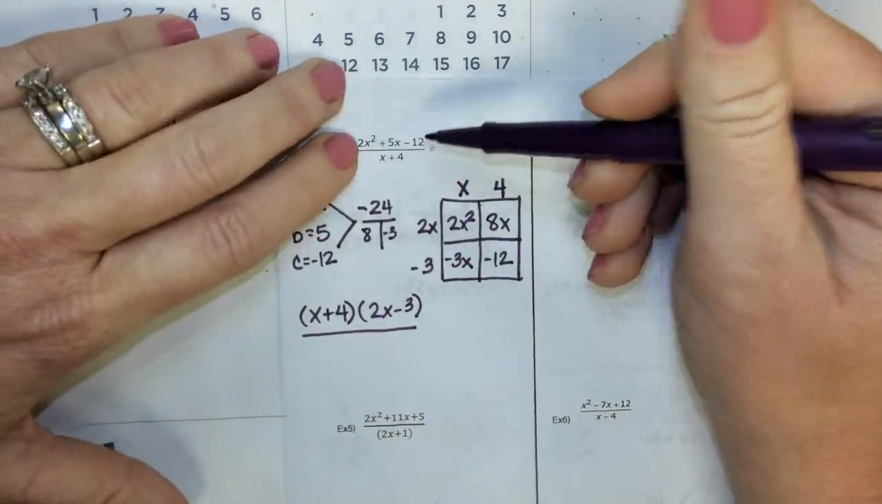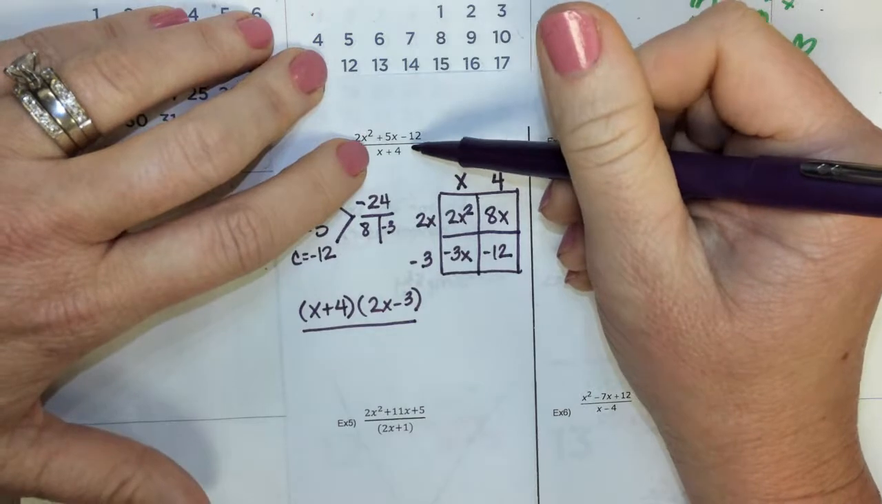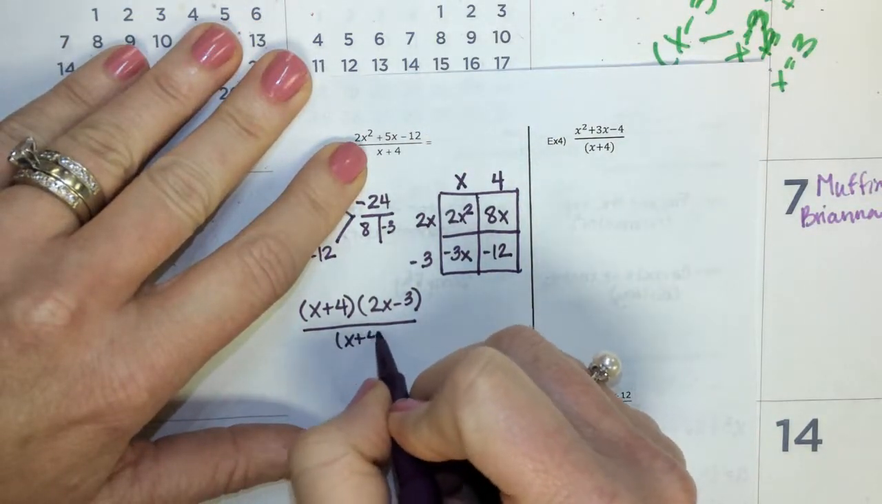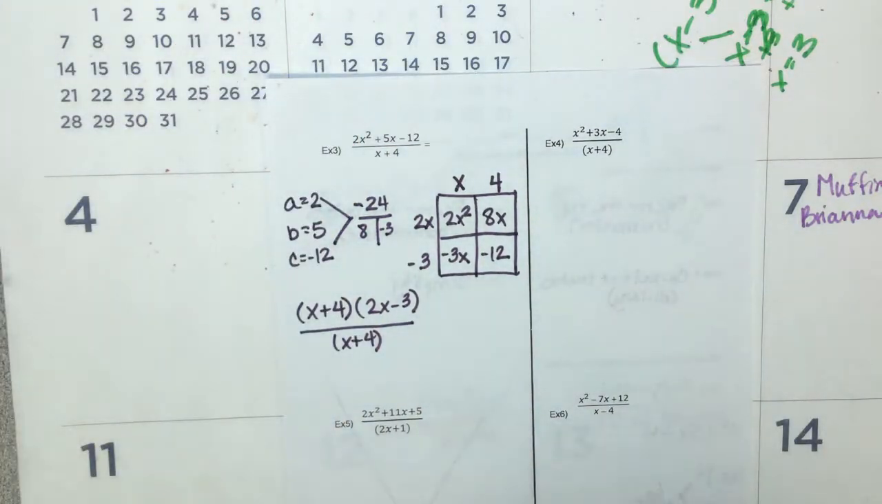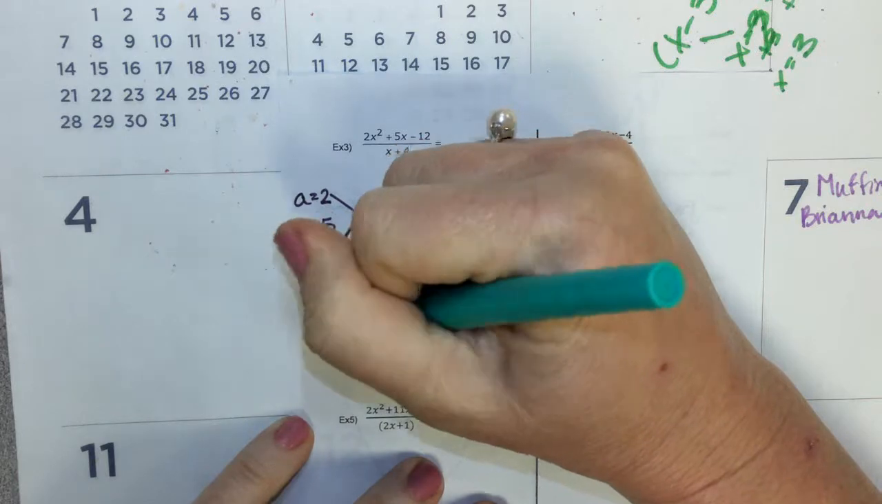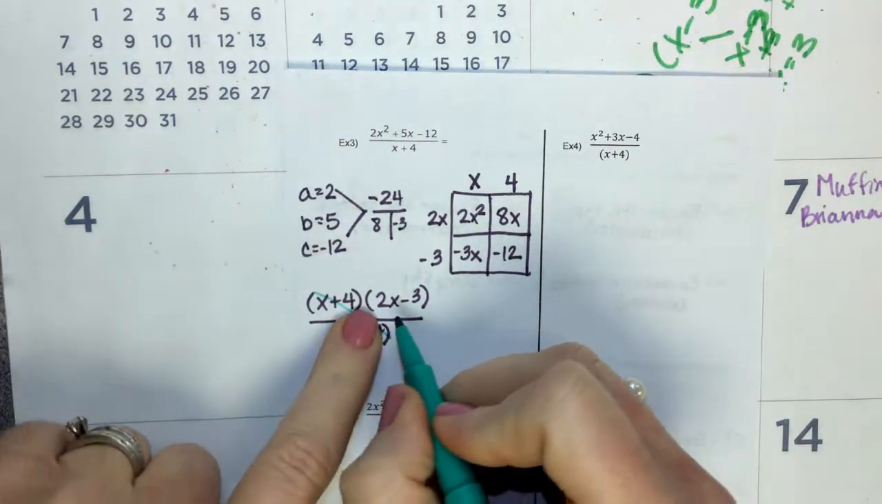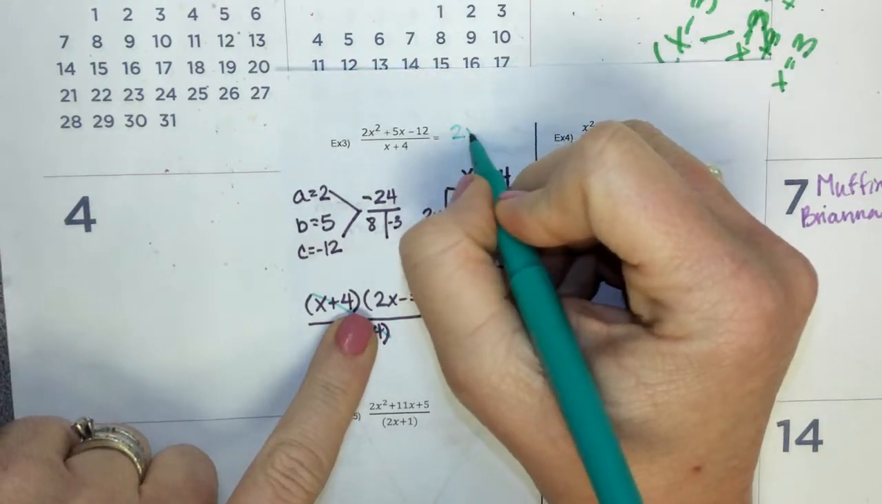So step 2 would be to factor the bottom, but my bottom is just x plus 4, and I can't factor that any further, so I'm just going to rewrite it under here, keep it the same. So now step 3 would be to cancel out our factors, so we can cancel out our x plus 4 on the top and the bottom. So that's going to leave me with the 2x minus 3, which will be my answer.